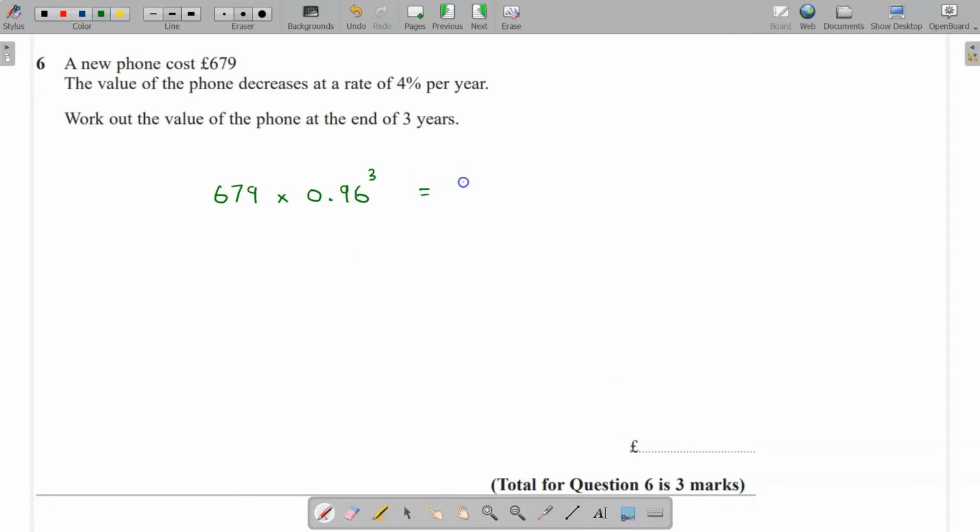It will give us 600.735. But we only need to give that to the nearest penny because it's money, so it's £600 and 74p, and that's it. You don't want to be doing it year by year as separate calculations, and you don't want to be subtracting 4% and then working out the new value. It's much quicker just to apply a repeated change of 96% 3 times over.